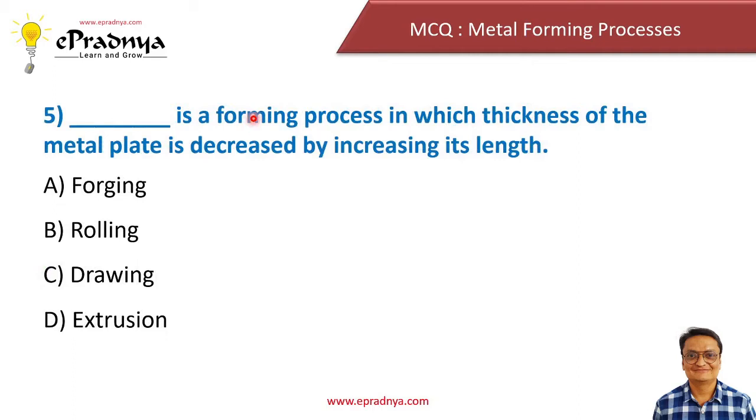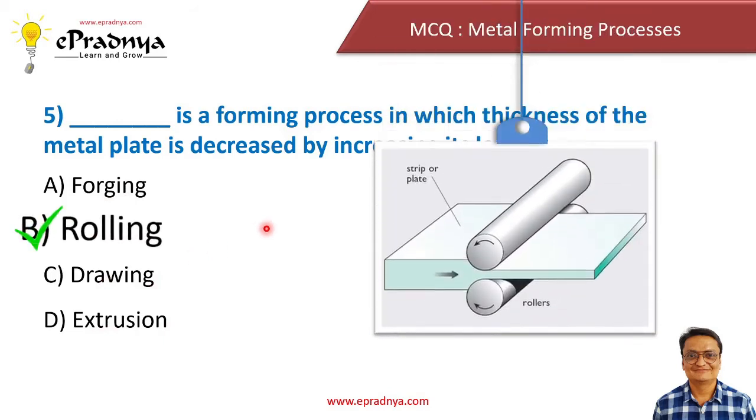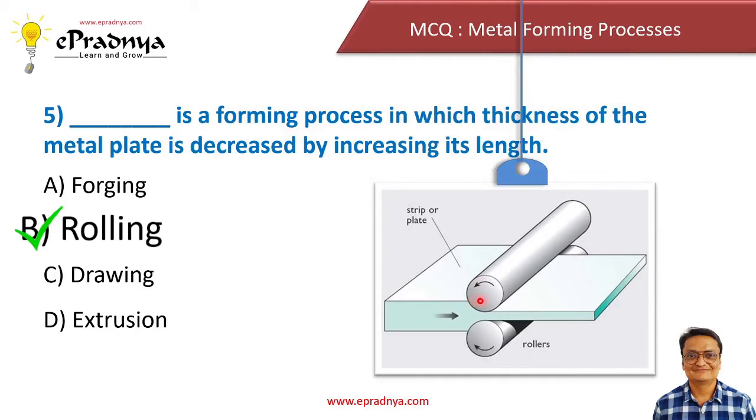Blank is a forming process in which the thickness of a metal plate is decreased by increasing its length, and the options are forging, rolling, drawing and extrusion. And the correct answer is rolling. Now, rolling is the process in which we reduce the thickness of a plate by applying force through the rollers, right?